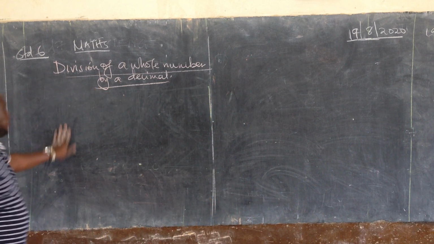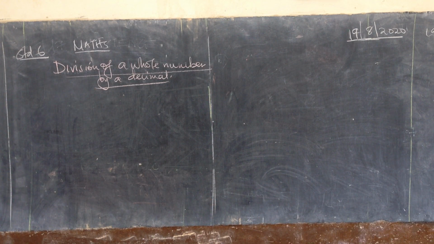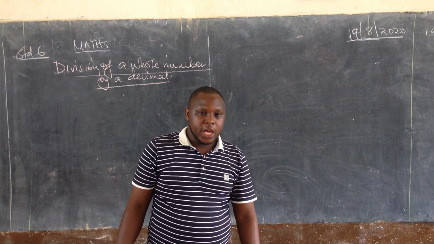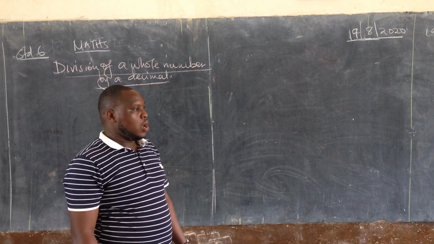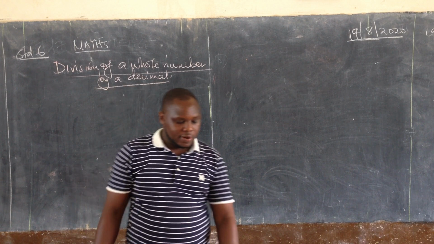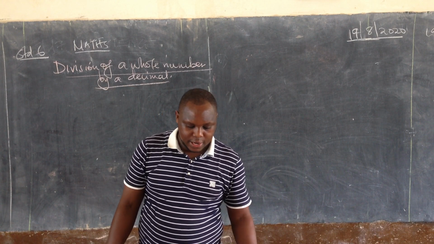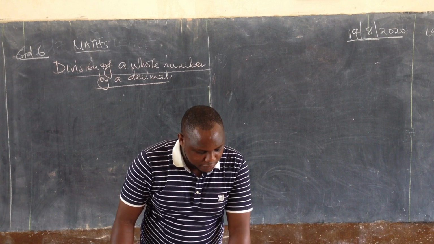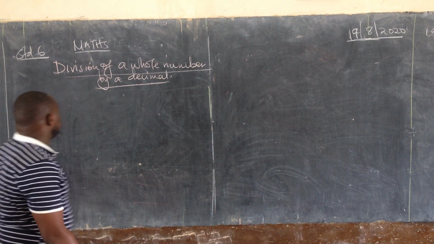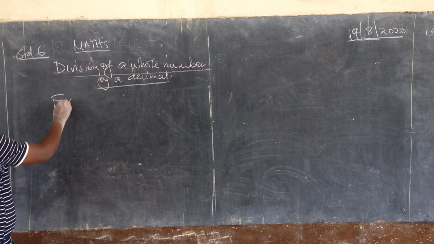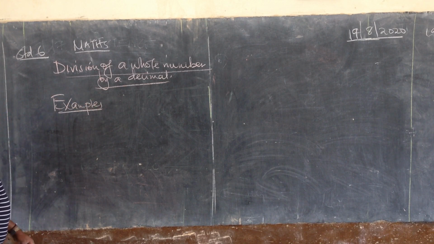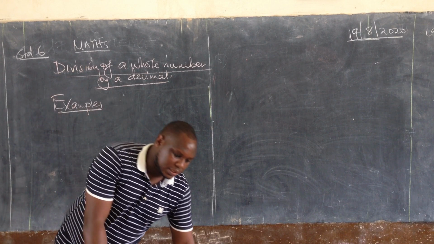Now, in this lesson, we are going to look at the division of a whole number by a decimal. Division of a whole number by a decimal. Remember, in our previous lesson, we did division of a decimal by a whole number. So in this case, I'm going to give you examples to be able to understand exactly what we need in this exercise.